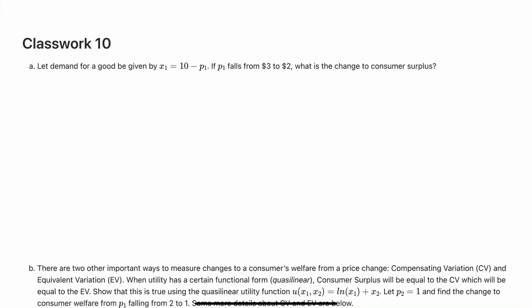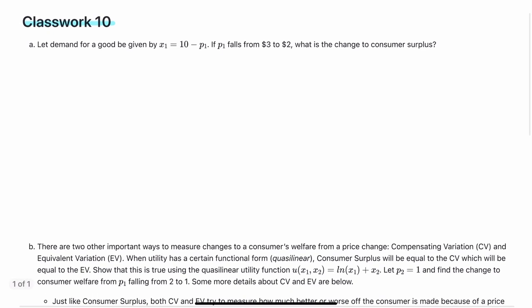In this video, I want to go over the answers to classwork 10. So I'll start with part A. It says, let demand for a good be given by x1 = 10 − p1. If p1 falls from $3 to $2, what is the change to consumer surplus?